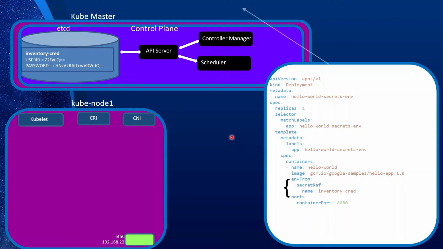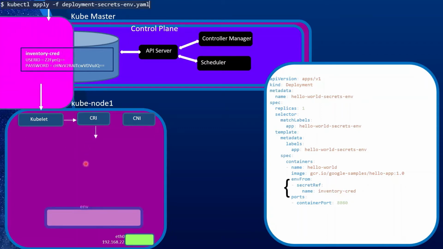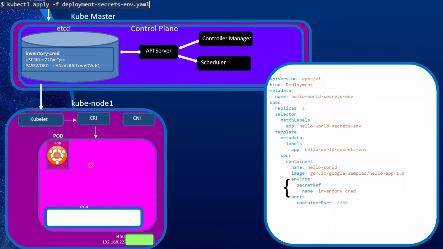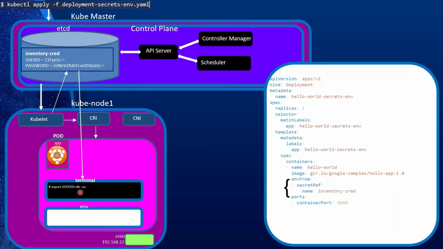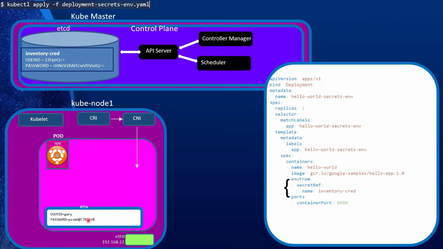Once we compile that YAML file, it goes through the process again. Kubelet calls CRI, which creates the pod, and then kubelet reads the information again and sees we want to load this as environment variables, reads those, decodes those, and then saves them as environment variables. Now those are available for the application to do whatever it needs to do with them.